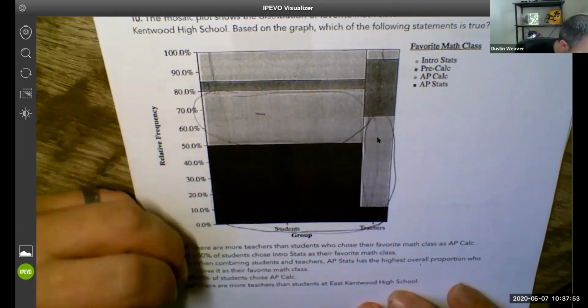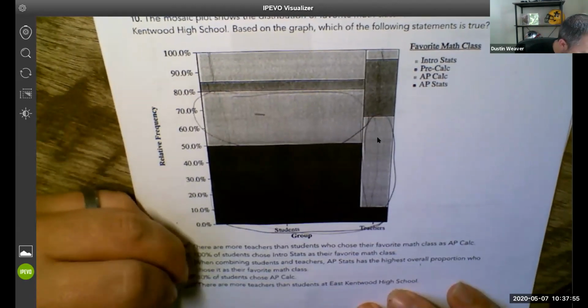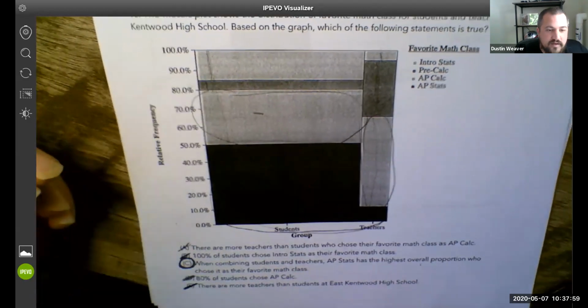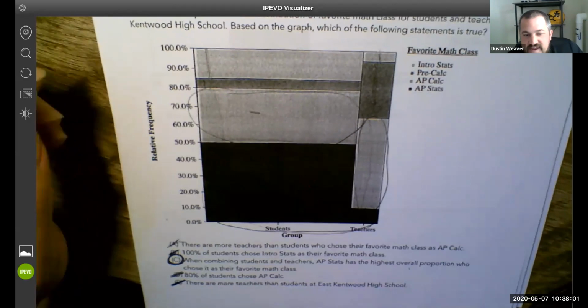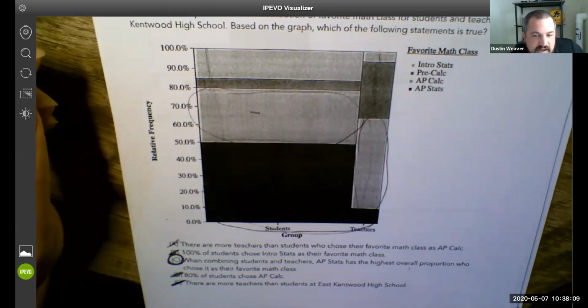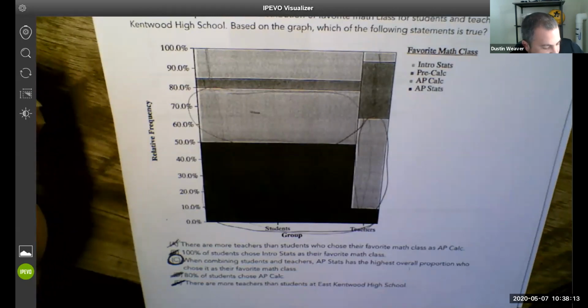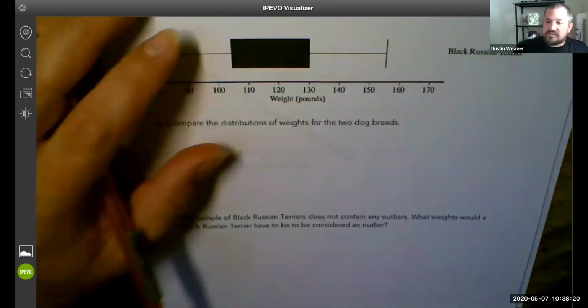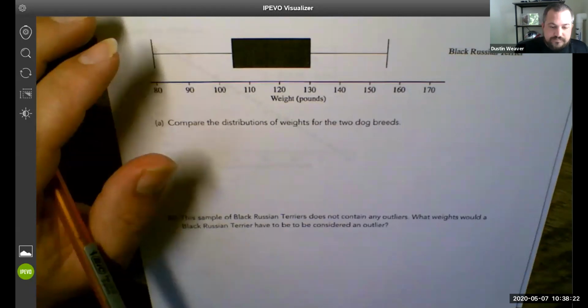I think that's one of the trickier multiple choice questions, but it's going to show you the mosaic plot. So to find the category with the highest overall proportion, you want to combine the area of the rectangle for students with the area of the rectangle for teachers. And the biggest combined area is AP Stats. Okay, so that is all our multiple choice questions for today.